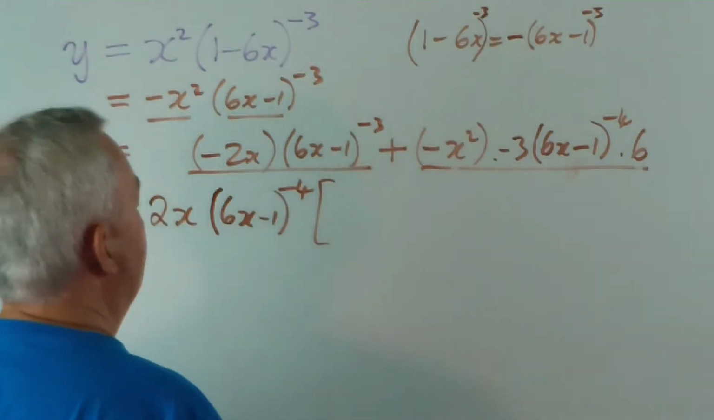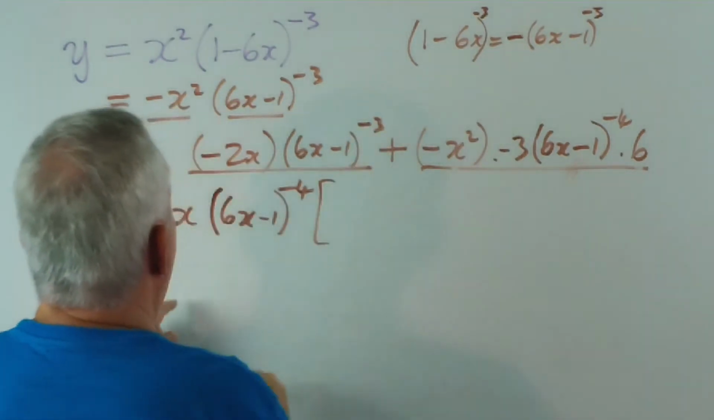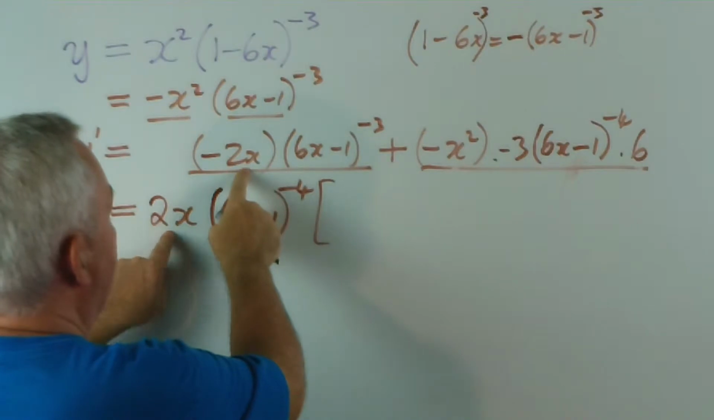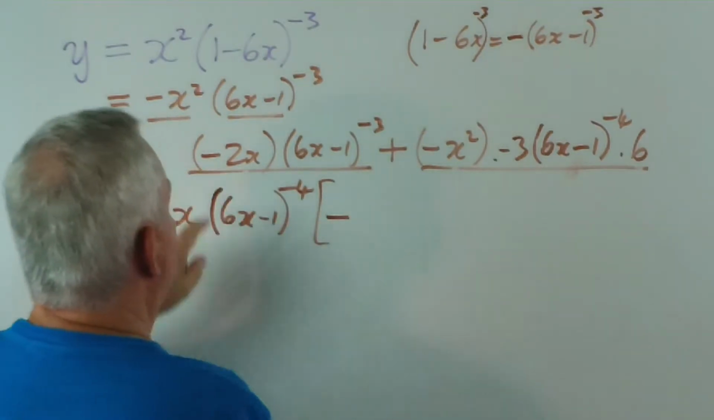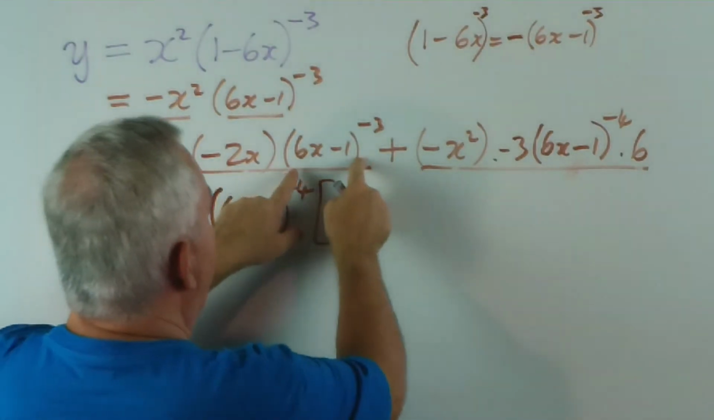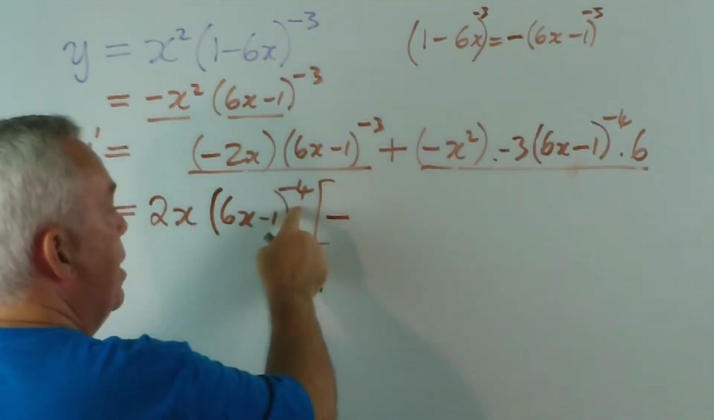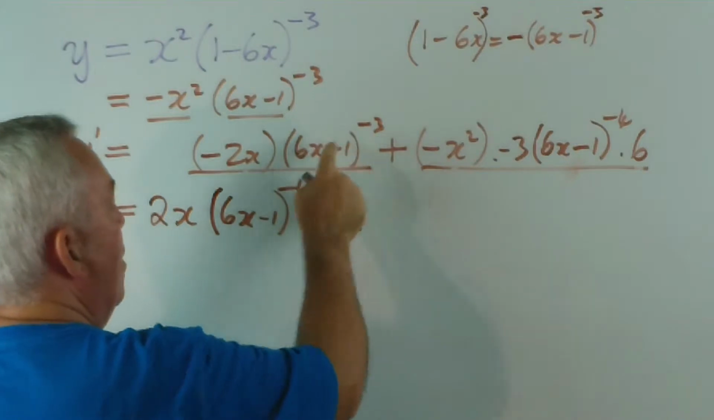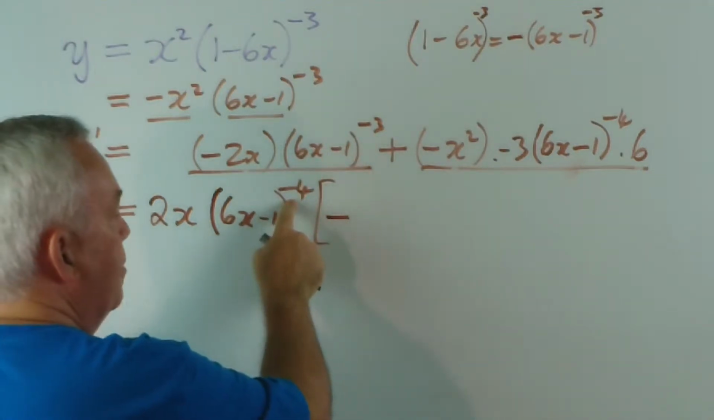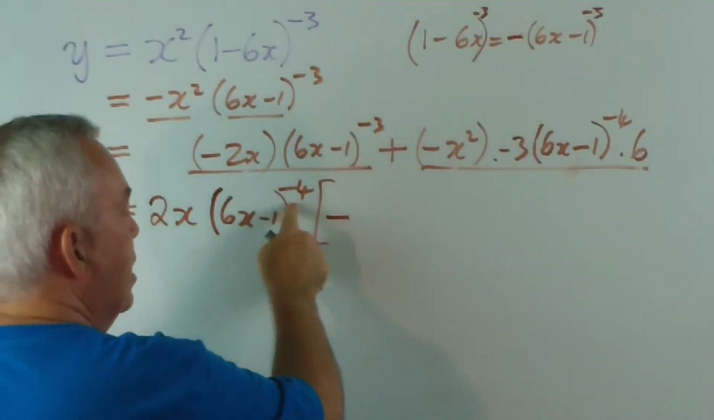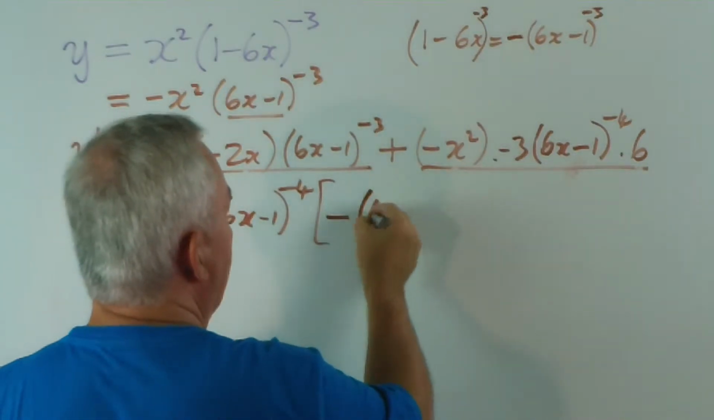Let's see what we get. What's left here? We've taken out 2x. We're left with a negative sign, and this we've taken out of that. Now, if I divide this by this, it means I subtract the indices. What is negative 3 minus negative 4? It is negative 3 plus 4, which is 1.